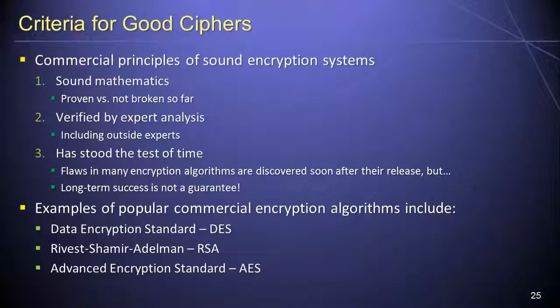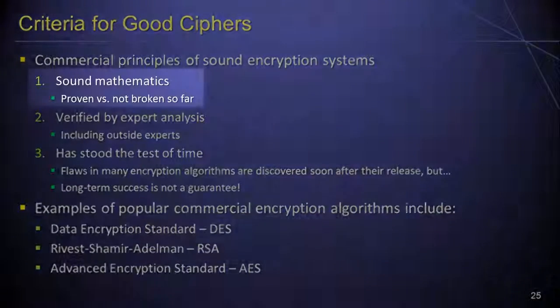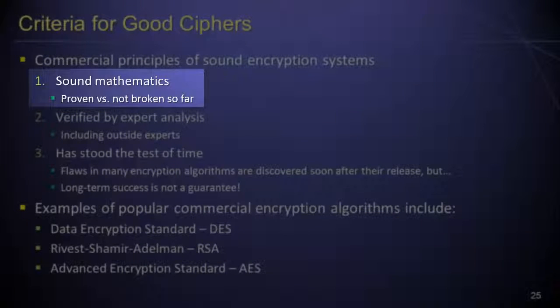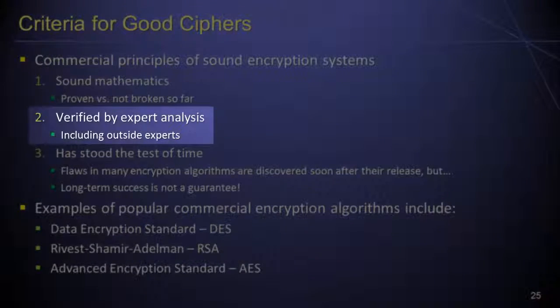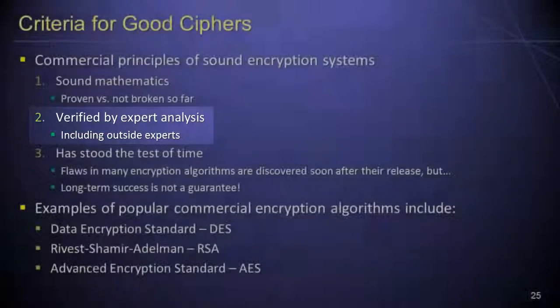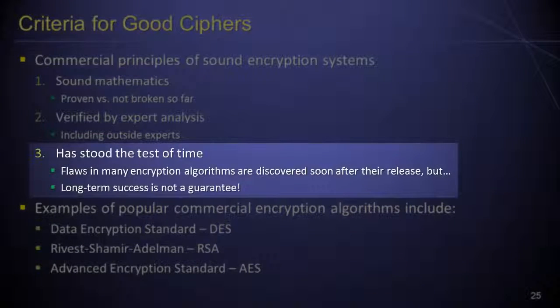In addition to Shannon's criteria, there are several additional criteria for good ciphers that are desirable from a commercial perspective. First, a commercially viable cipher must have a sound mathematical basis. Second, the security of a cipher must be verified through expert analysis before it is used commercially. It is critical that such analyses be conducted by disinterested third parties rather than being conducted exclusively by advocates of the proposed encryption algorithm. Third, a commercially viable encryption algorithm must stand the test of time.